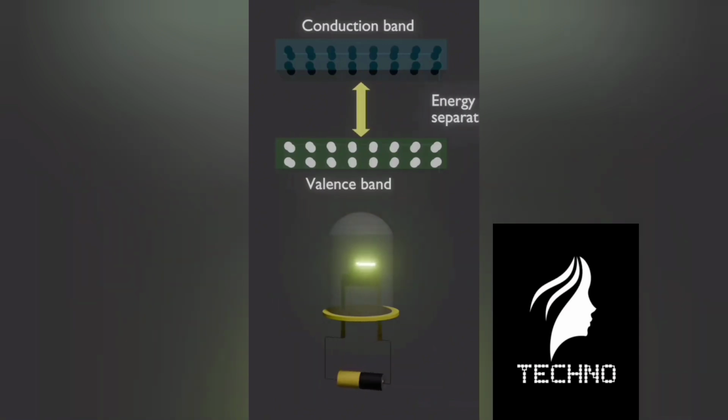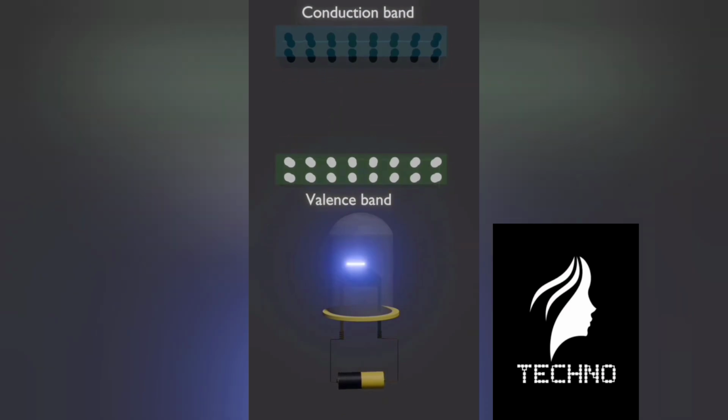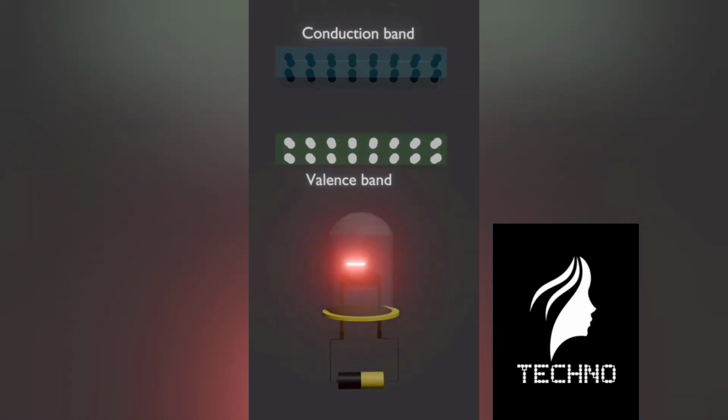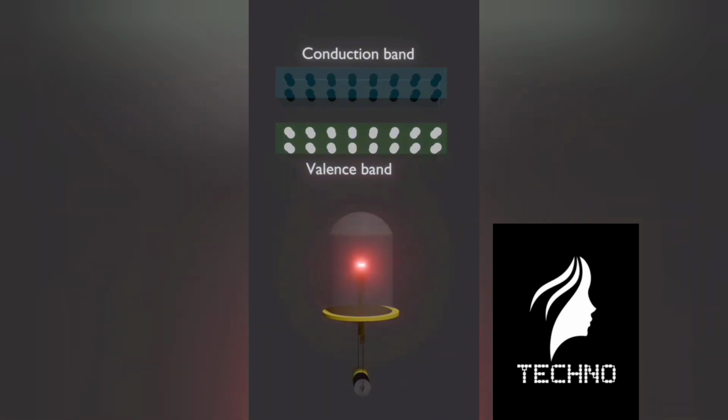The color of the light emitted by the LED depends on the energy difference between the conduction band electrons and the valence band holes. For example, if the energy gap is large, blue light is emitted, and if the energy gap is small, red light is emitted.